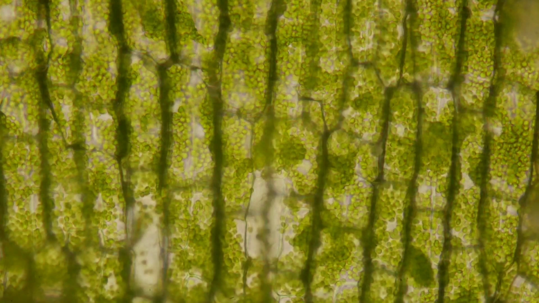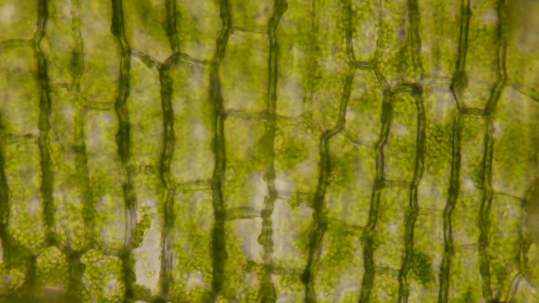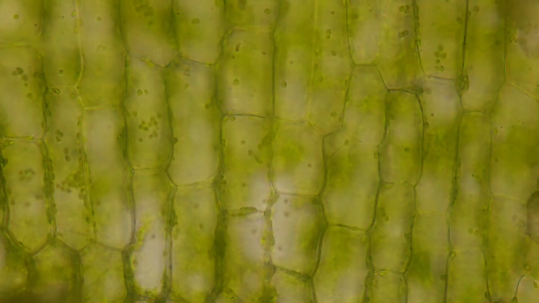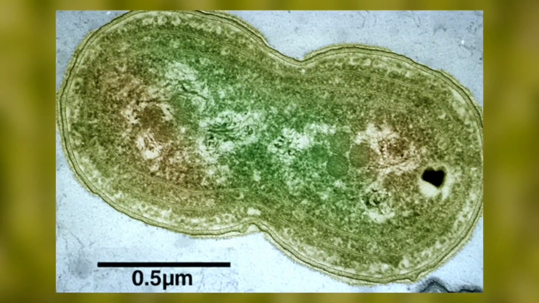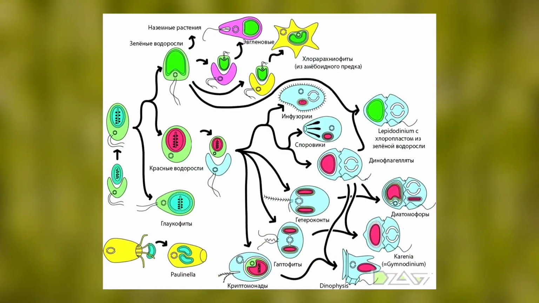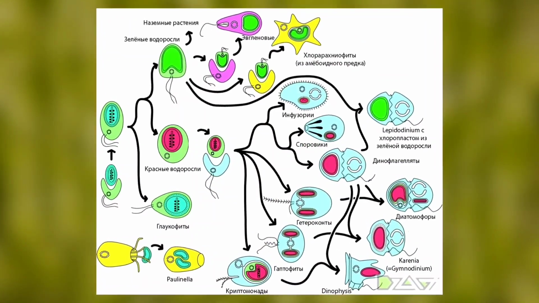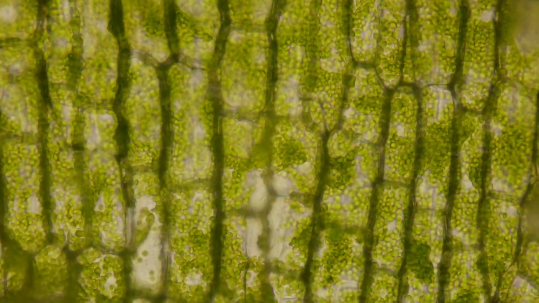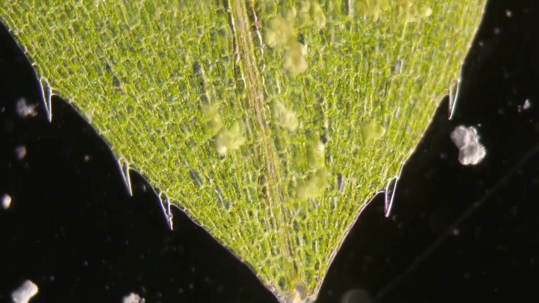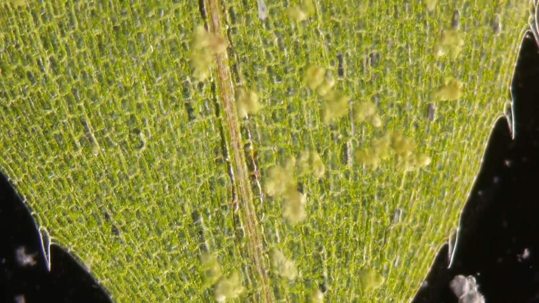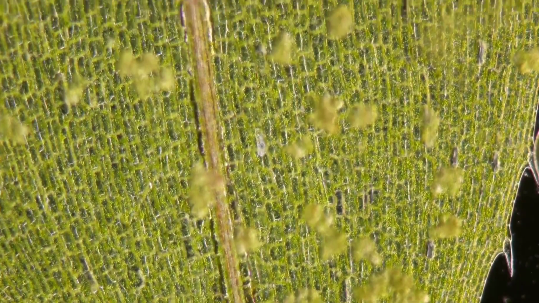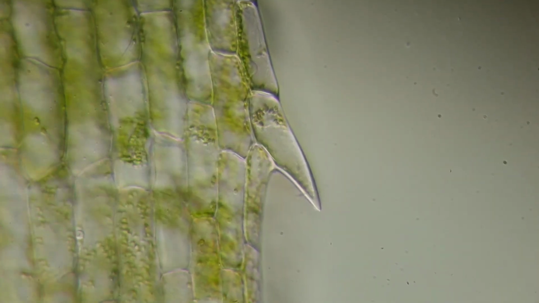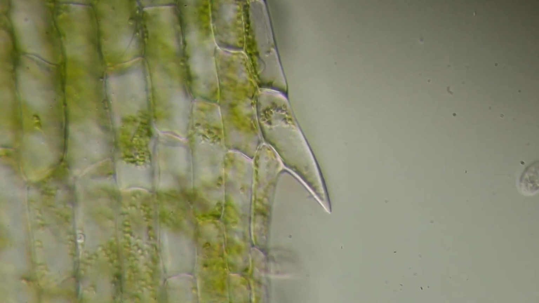Look at the tens and hundreds of green granules moving inside the leaf. These are chloroplasts, the very organelles that help the plant produce glucose and oxygen through the process of photosynthesis. Millions of years ago, each of them was a free-living cyanobacteria, but then one of them was swallowed up by a eukaryotic cell, and the first ancestors of modern plants arose. Well, at least that is the theory of symbiogenesis, which most scientists now adhere to.